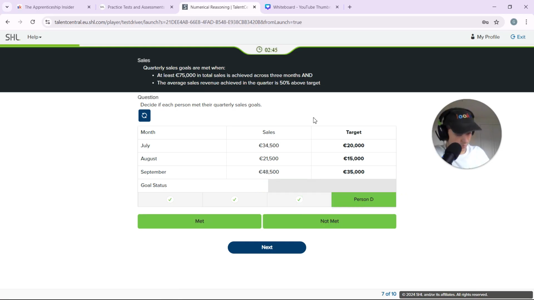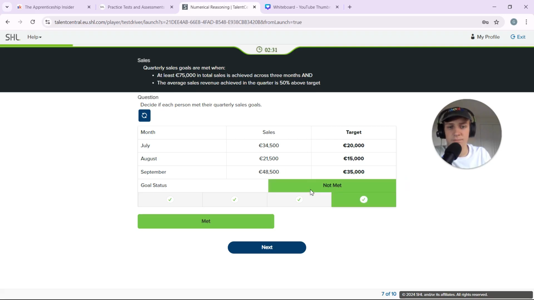This person, 34.5 plus 21.5 plus 48.5. They've got 104.5. So they've achieved this first one. They've done at least 75,000, but they haven't achieved the second one, which needs to be 105. So they've only got 104. Therefore, because they haven't done both, they've not met the target there. So these sort of questions are very easy once you understand it, but you just have to understand what it's asking first. And basically all this question was asking was, do they earn at least 105,000 euros?